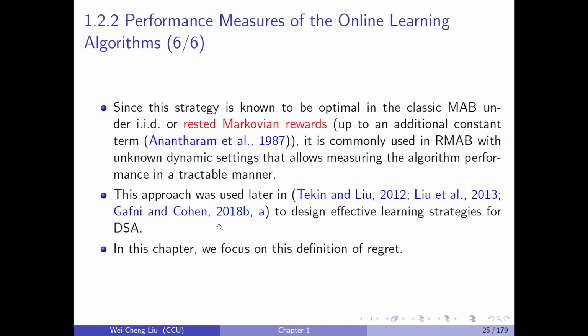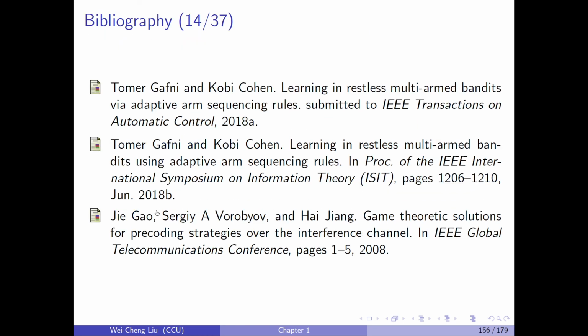Okay, and the third paper is Gafni and Cohen in 2018b. The title of the paper is Learning in Restless Multi-Armed Bandits Using Adaptive Arm Sequencing Rules.